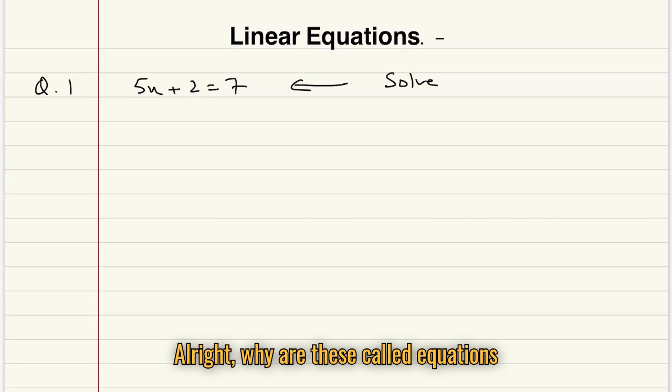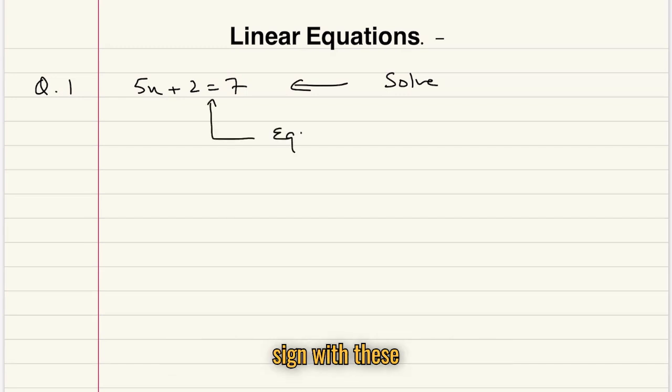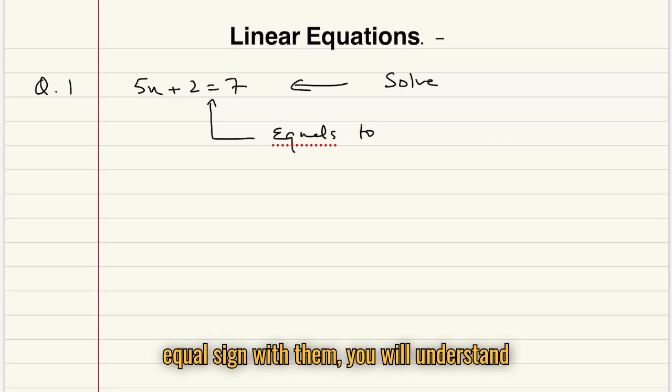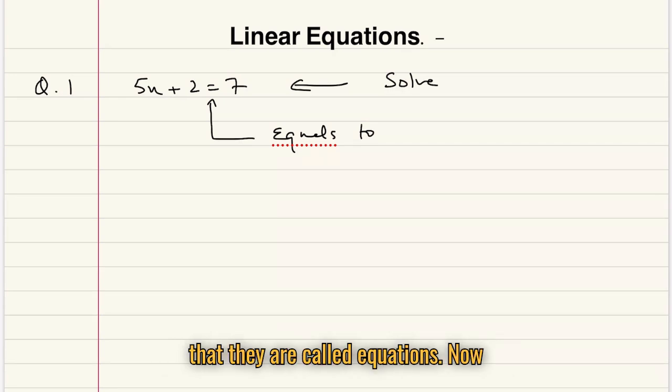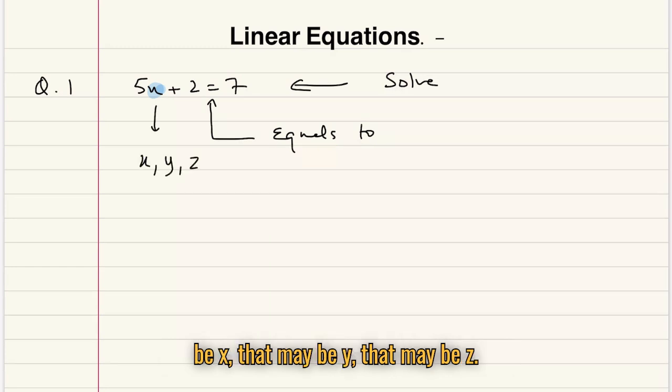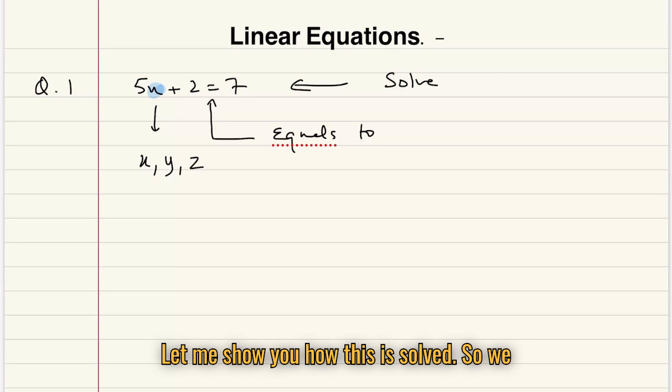Alright, why are these called equations? Because you always have an equals sign with these mathematical sentences. You see an equals sign with them, you will understand that they're called equations. Now, whenever they ask you to solve one of these, they'll always be asking you to find out the value of the variable, whatever that may be: x, y, or z. Let me show you how this is solved.